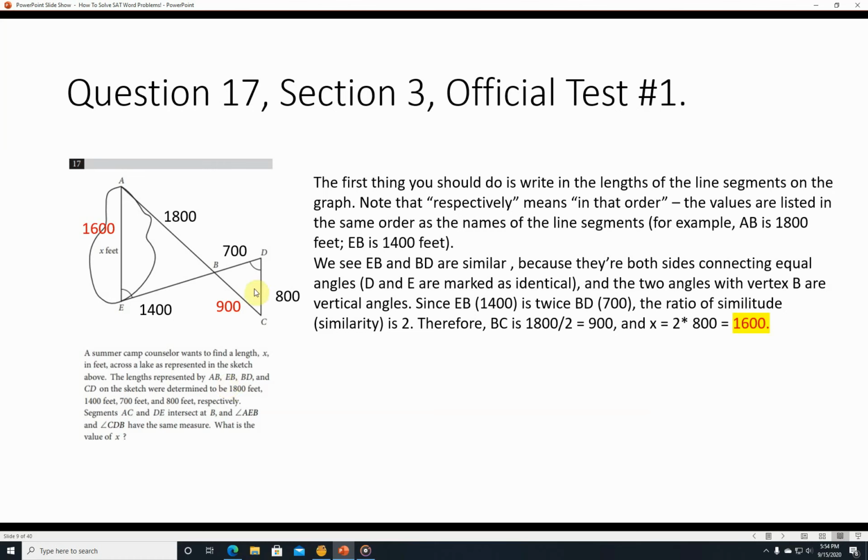Okay, so we can see that EB and BD are similar because they're on both sides connecting vertical angles. We have EB here, BD there.